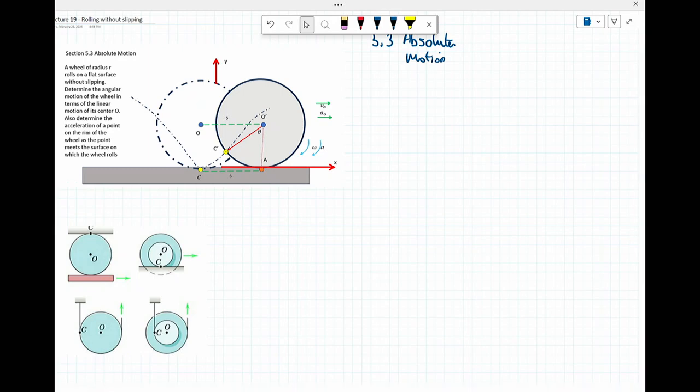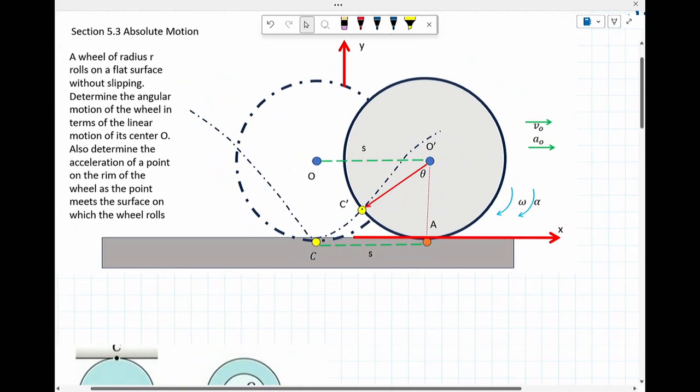Here, for example, I have a problem. A wheel of radius r rolls on a flat surface without slipping. Determine the angular motion of the wheel in terms of the linear motion of the center O. So this is the center. Also determine the acceleration of a point on the rim, somewhere out here, as the point meets the surface on which the wheel rolls. This is not the motion that you would see, but I couldn't do much better when I was drawing it by hand.